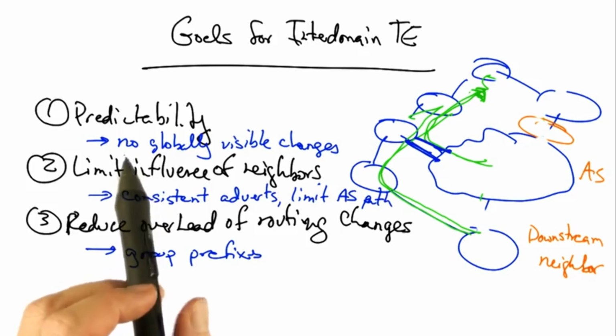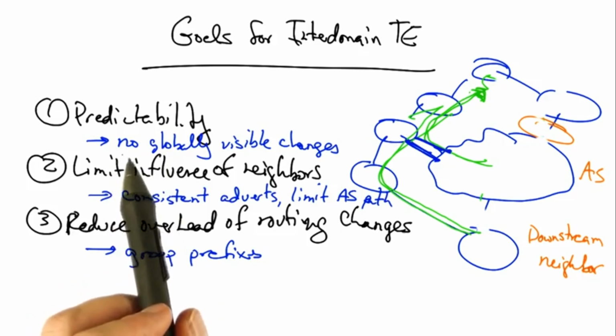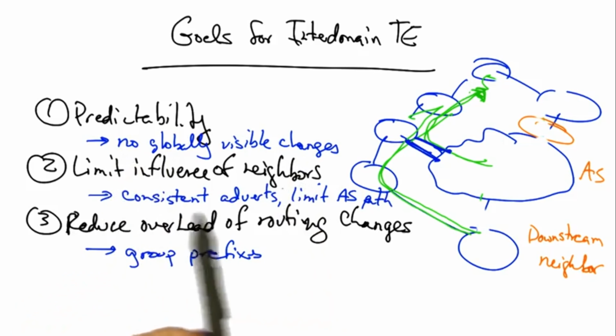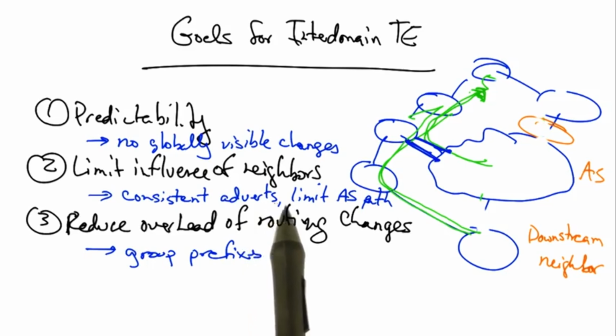In summary, to achieve predictability, we effect changes that are not globally visible. To limit the influence of neighbors, we enforce consistent advertisements and limit the influence of AS path length. And to reduce the overhead of routing changes, we group prefixes according to those that have common AS paths and move traffic in terms of groups of prefixes.